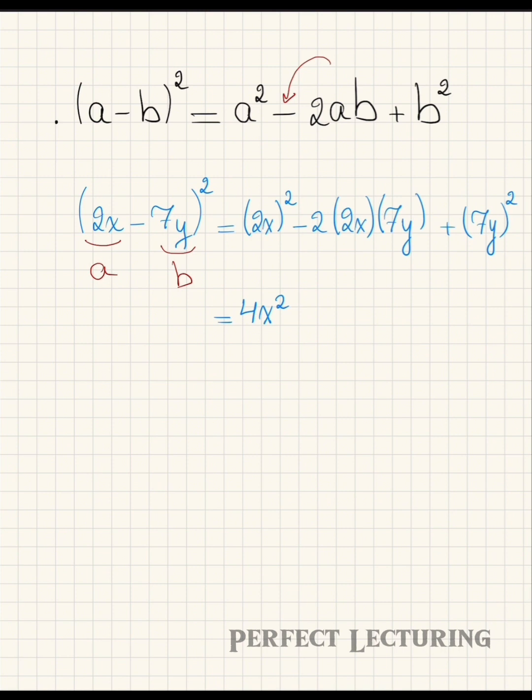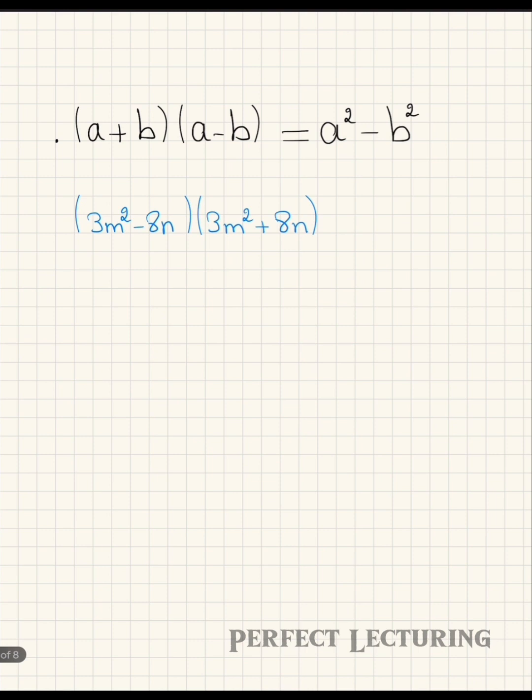For the second term, 2 times 2 is 4, and 4 times 7, that is a 28. And x times y is simply xy. Finally, 7 squared, that is a 49, and y squared is simply y to the power of 2.